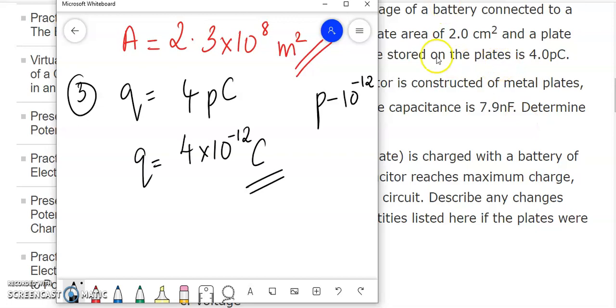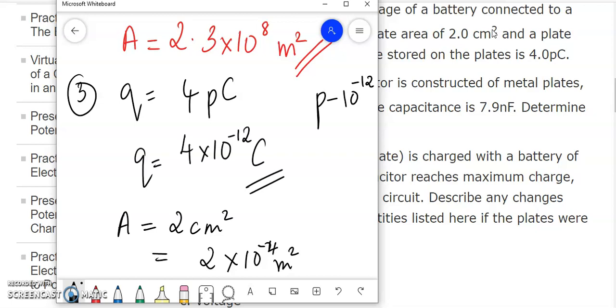Now the next one that is given is the area of the plate, which is 2 centimeter square. So area is equal to 2 centimeter square, and you know that you need to convert this also into its standard format. So it is going to be 2 into 10 raised to minus 2 meter square. So it is going to be automatically minus 4.